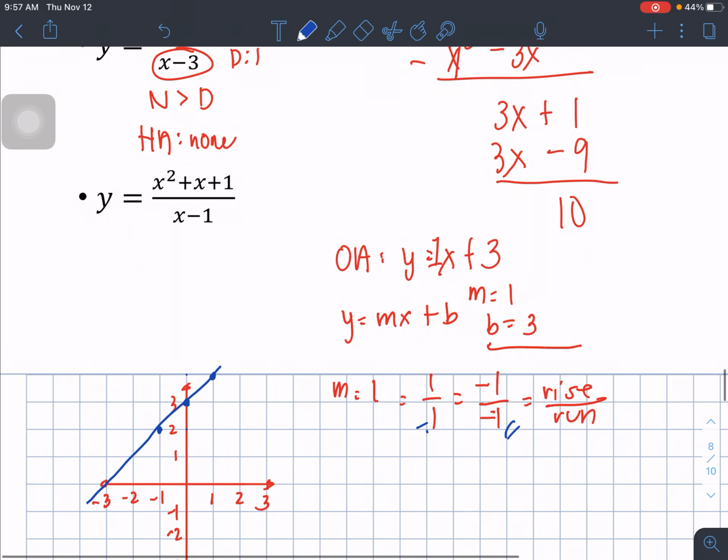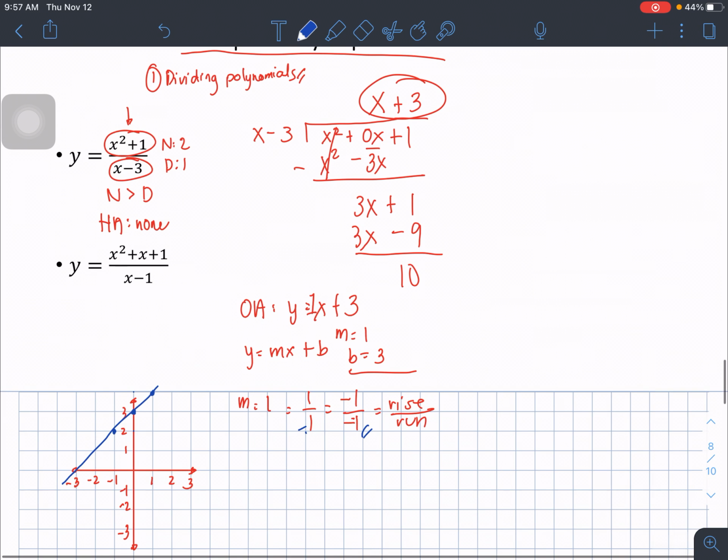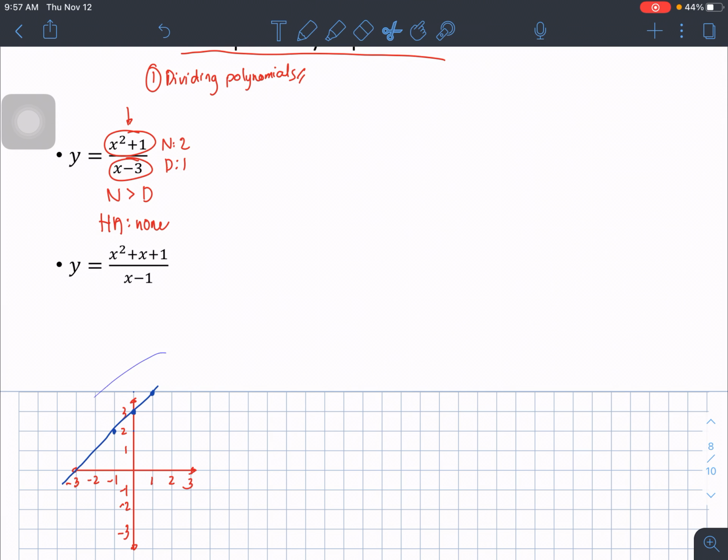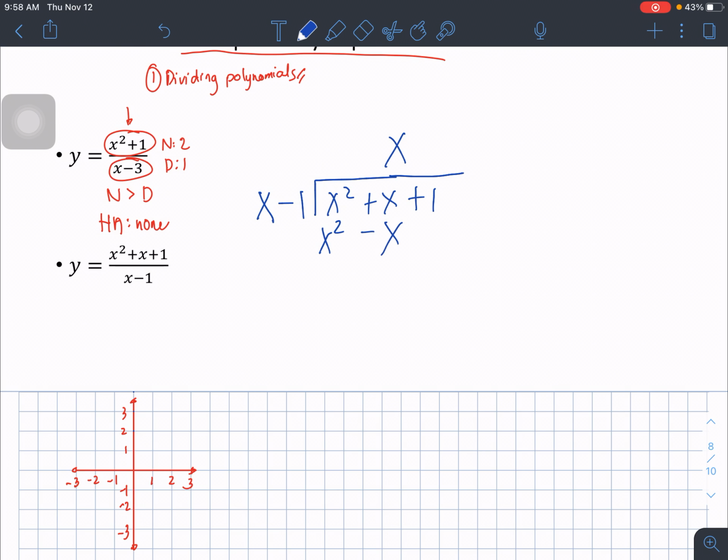So let's have more example. So again, we just need to divide the polynomial. Okay? So x squared plus x plus 1 will be divided by x minus 1. So this will be x minus 1, x squared plus x plus 1. So x squared divided by x is x. X times x is x squared minus x.